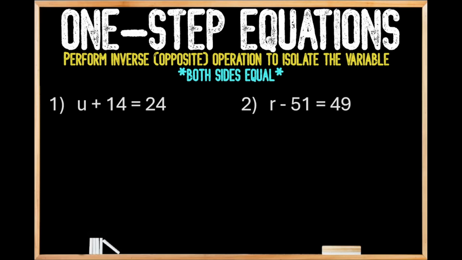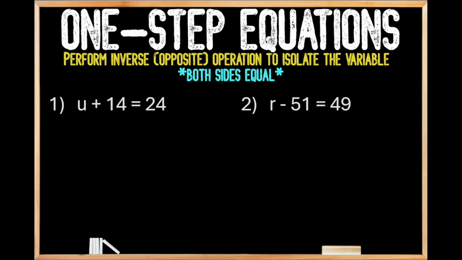For question number 1 here, we can see that we have a one-step addition problem and we're being asked to solve for the value of u. Well, in order for us to isolate and figure out the value of any variable when solving a one-step equation, as we can see up top highlighted in yellow, we're going to need to perform the inverse or the opposite operation in order to isolate for our variable. Here in question number 1, we have u plus 14 equals 24. So we're going to need to perform the inverse operation of whatever is being done to our variable here so that we can isolate our variable.